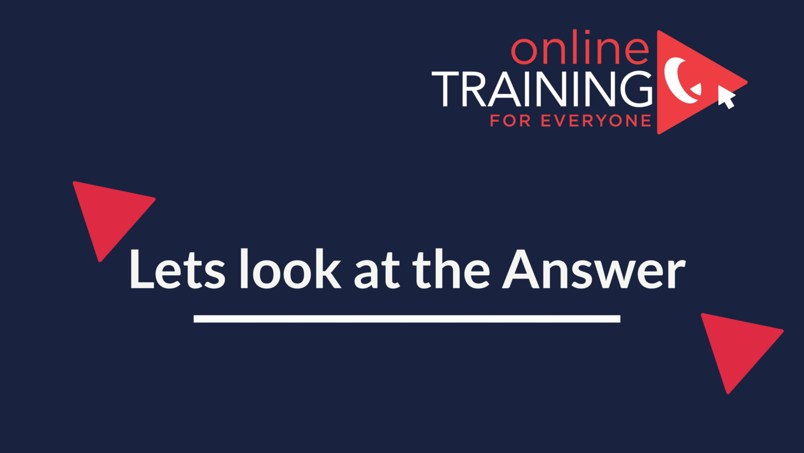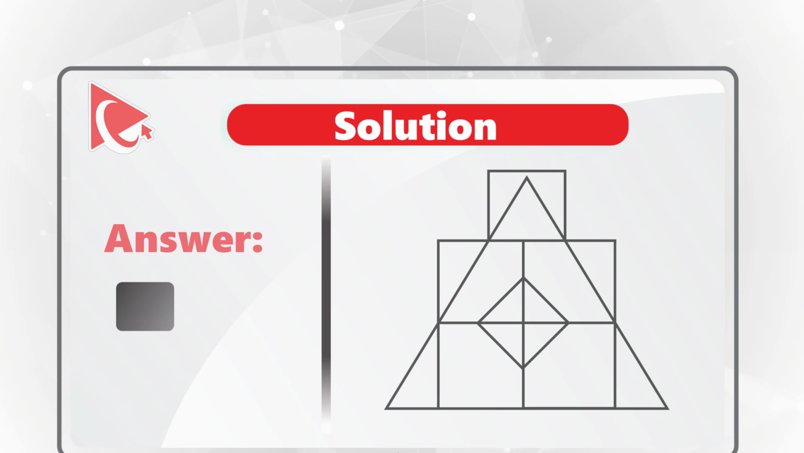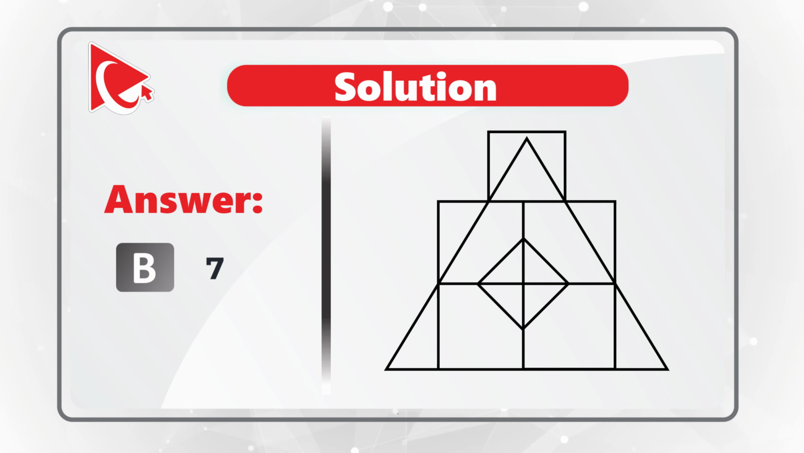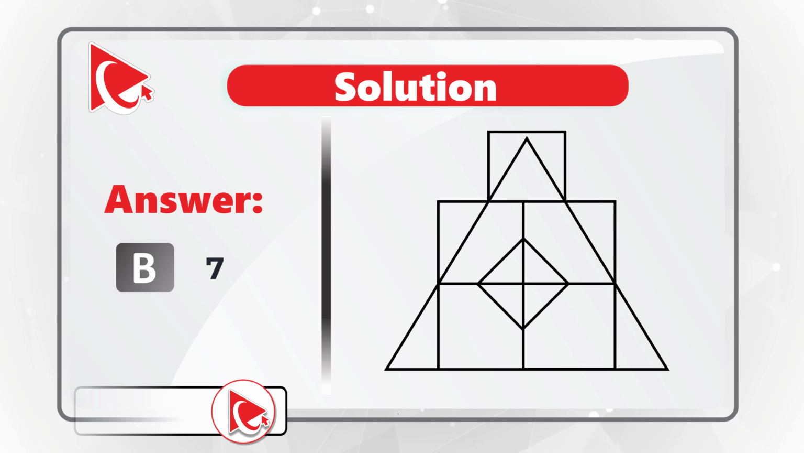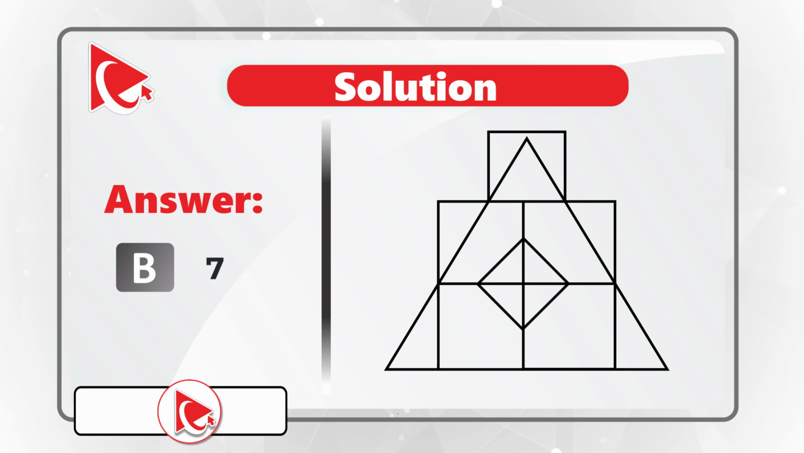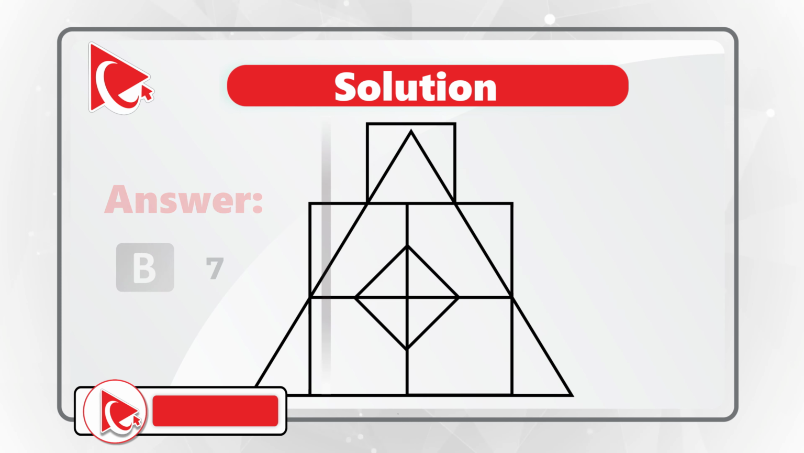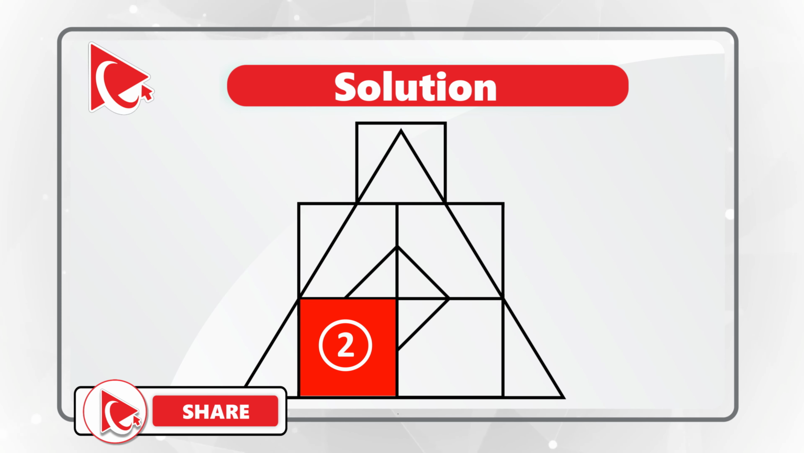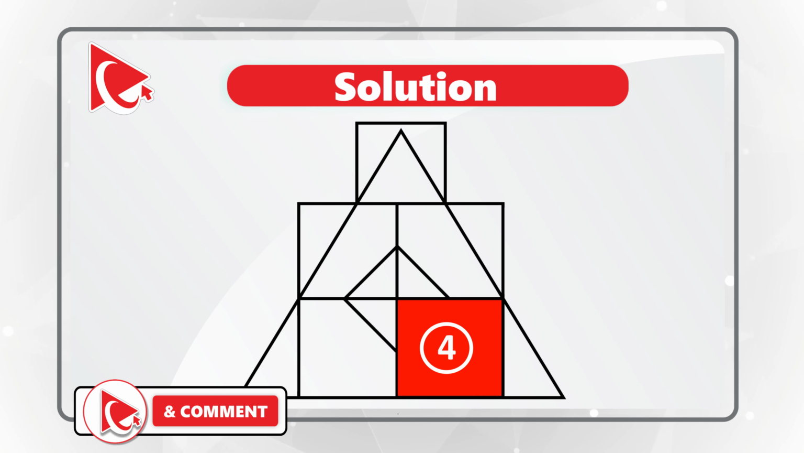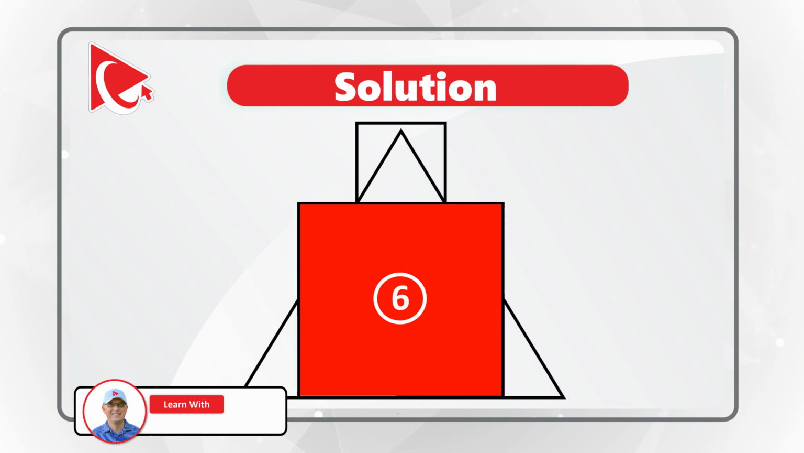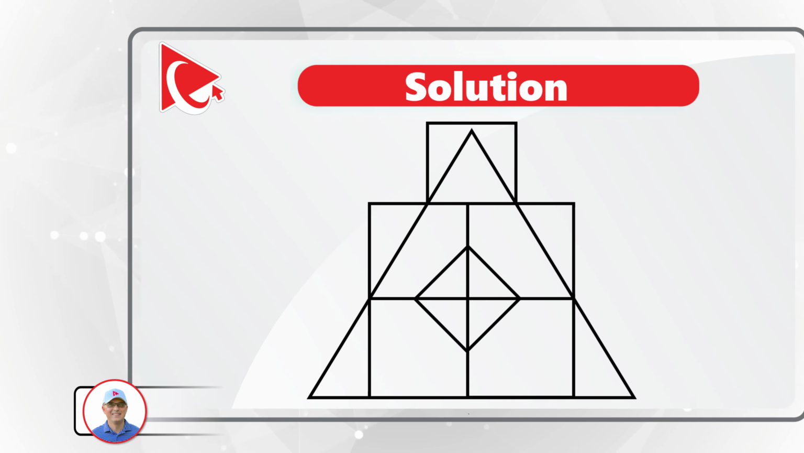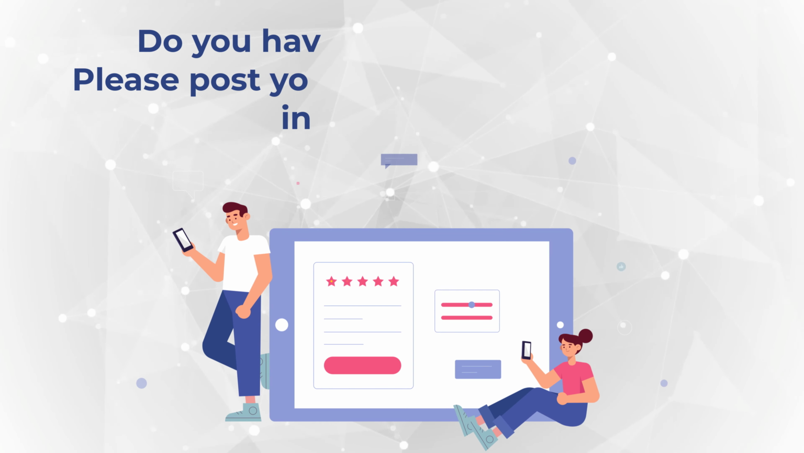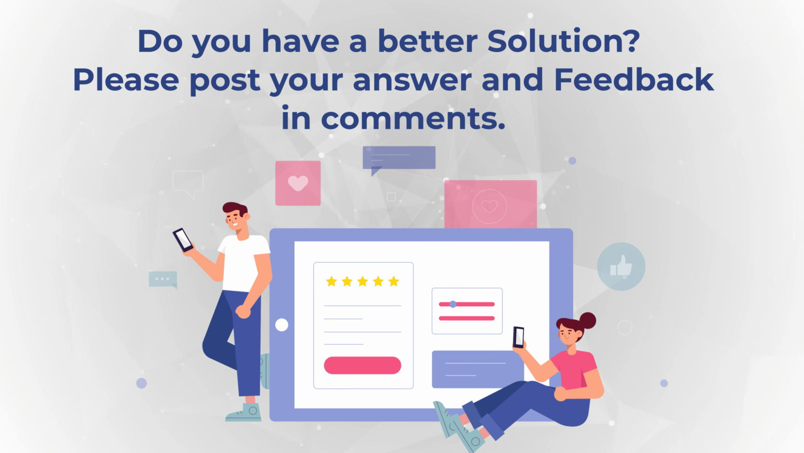Let me show you the final answer. I counted 7 squares in the picture. Obviously, if you have a different answer, please make sure to post your solution in comments. Here are all the squares. 1, 2, 3, 4, 5, 6, and 7. Do you have a different number? I'm looking forward to your response if you counted more or fewer squares.